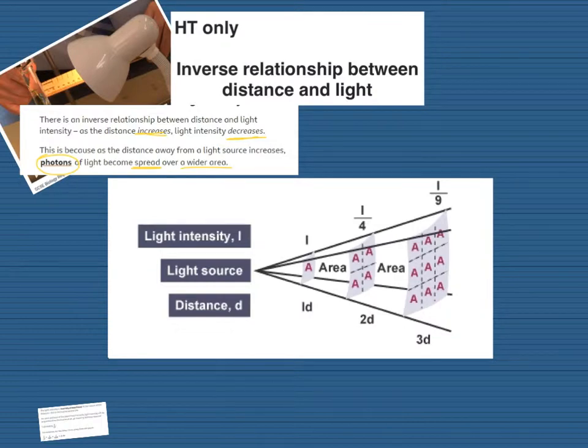This diagram shows this relationship really well. So it shows that the light energy at twice the distance, so if we look at twice the distance here, is spread over 4 times the area, whereas at 3 times the distance, you can see that it's spread over 9 times the area, and so on. So this is what we mean by the light intensity being inversely proportional to the square of the distance.